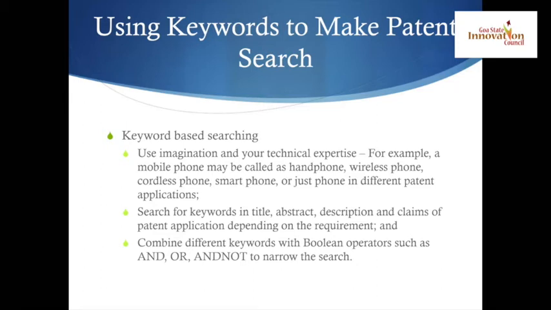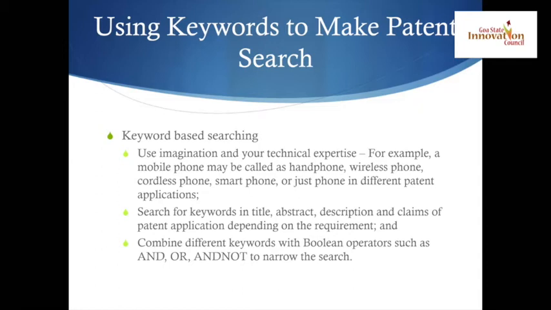Out of that 3 to 4 hours, 1 hour could be on coming up with all the keywords possibly that you can think of. Use your imagination and technical expertise in coming up with the keywords. For example, a mobile phone may be called a hand phone, wireless phone, cordless phone, smartphone, or just simply phone in many applications. And within this also, hand phone can have a hyphen, like in England. Smartphone can have a hyphen, or it can be one word. So you have to make sure of the English language because it's tricky. So you have to account for all the different variations of a spelling as well.